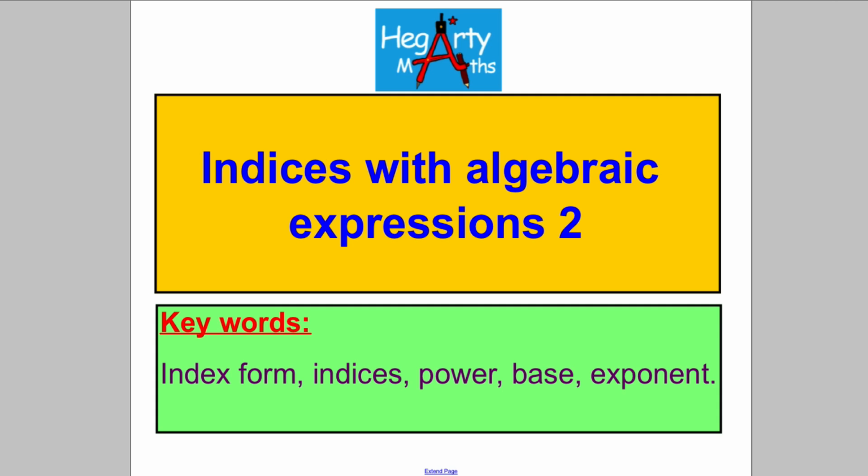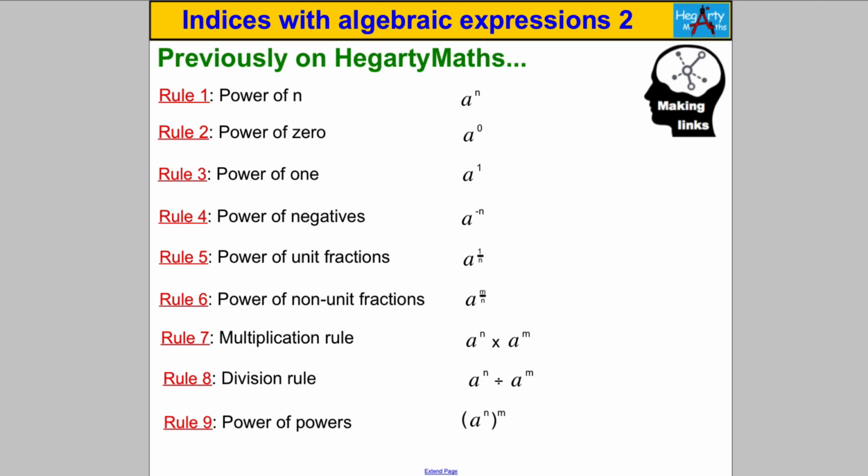It's Mr. Hegarty here, and in this video we're dealing with indices with algebraic expression, our second video on that. Now, as previously, it's absolutely imperative that you know your rules of indices with numbers. Go back to the number strand, work through those before you start doing these, otherwise they won't make sense.